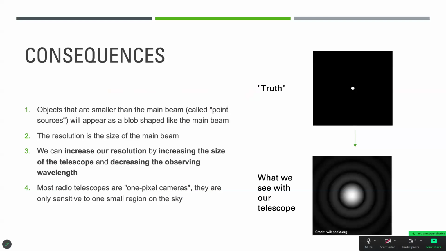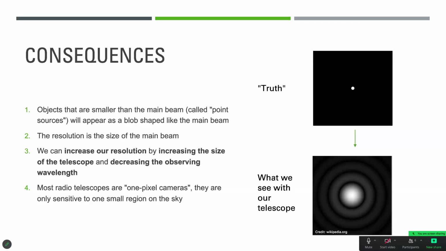And what this means is that if you look at an object that looks like this, that is a point source, and by point source, I mean it's smaller than the block here, which we also call the main beam. Well, this is what it will look like. This is what the truth is, right? So really understanding these effects is really, really important when you do these observations. We call objects that are smaller than the beam point sources. Anything that's bigger than the beam, we call an extended object, right?